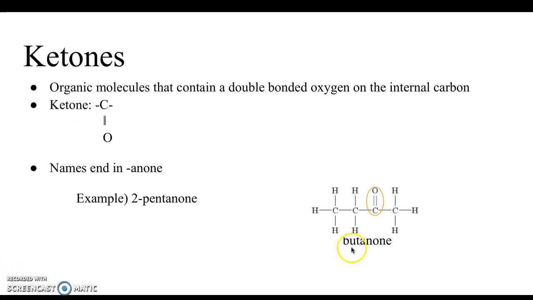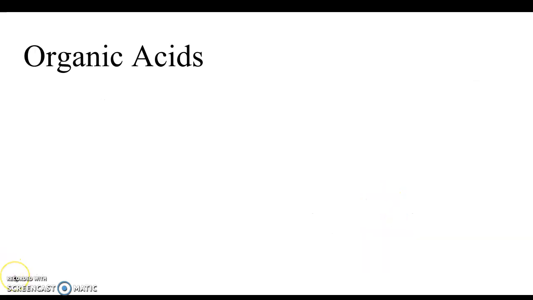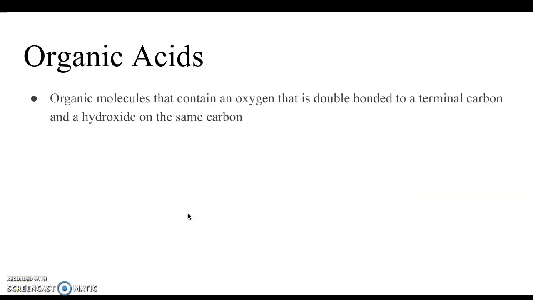And here's another example. This is butanone. So we have a 4-carbon chain for but, and one indicating that there is a double bond O, and this C double bond O would be your ketone functional group. Organic acids we saw before in our acids and bases unit.